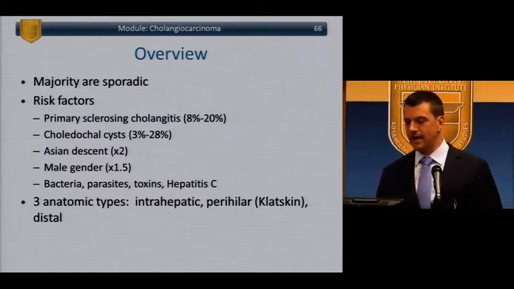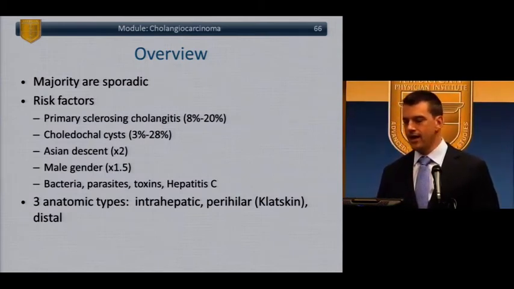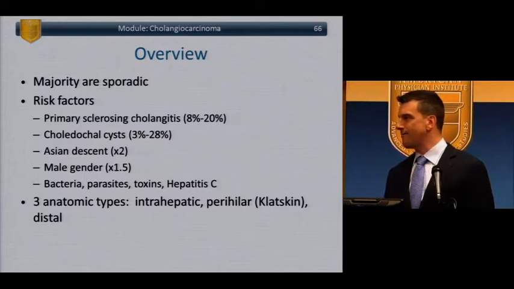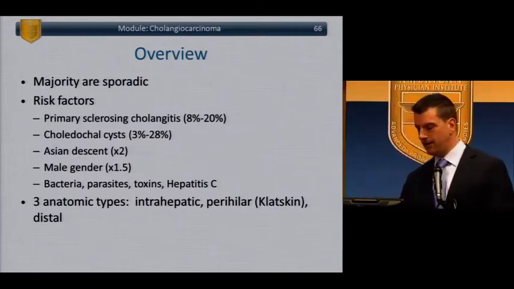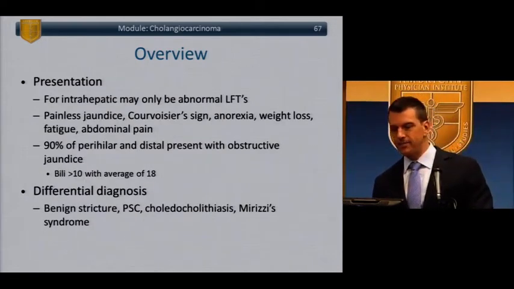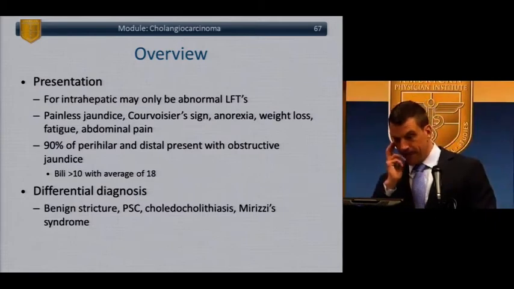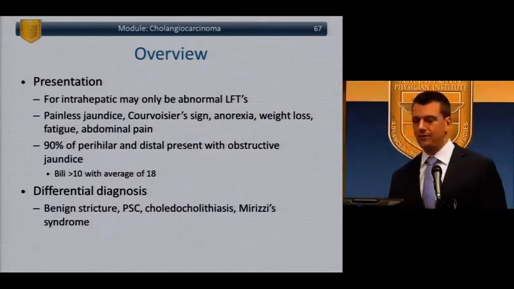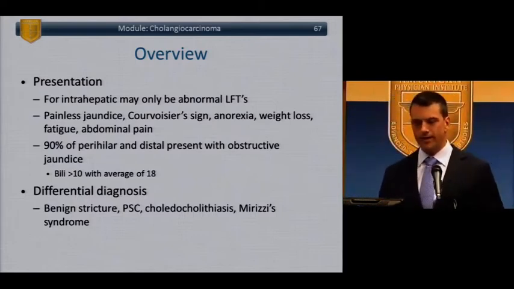There's three anatomic types. First is intrahepatic, where the bile ducts are affected within the liver. The second is the Klatskin tumor or perihilar tumor. And then finally, the distal cholangiocarcinoma. For presentation, for intrahepatic, they may only have abnormal LFTs, and that may be all that you see. This will present with painless jaundice, Courvoisier's sign, anorexia, weight loss, fatigue, and abdominal pain.